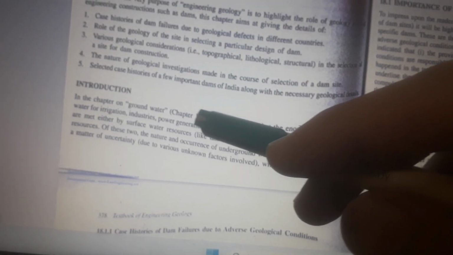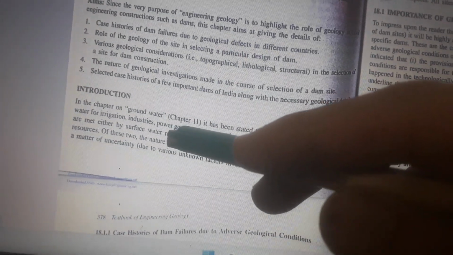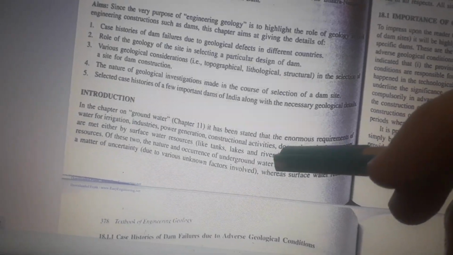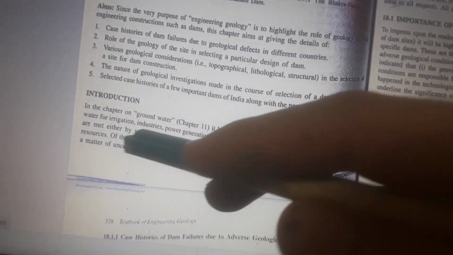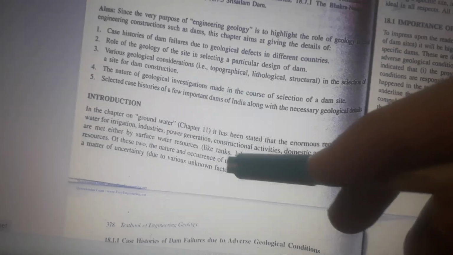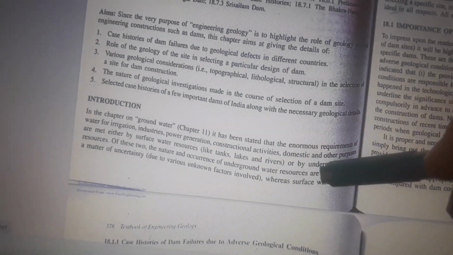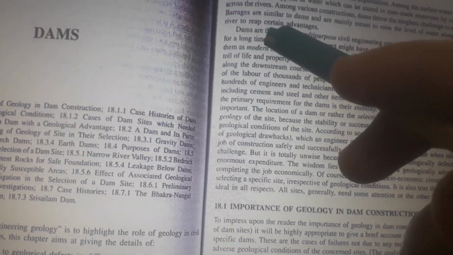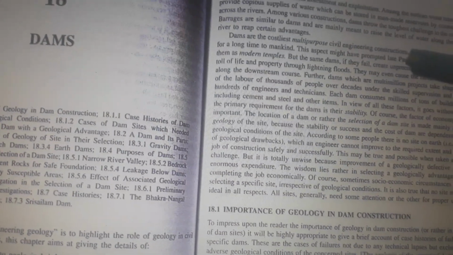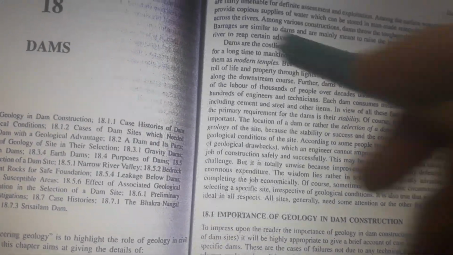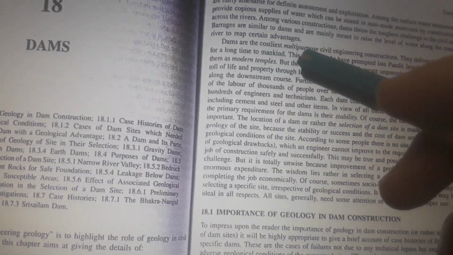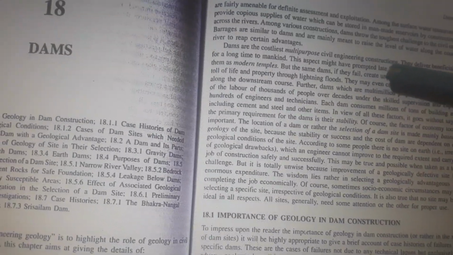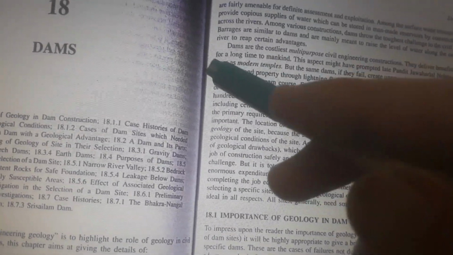Introduction. In the chapter on groundwater, chapter 11, it has been studied that the enormous requirements of water for irrigation, industries, power generation, construction activities, domestic and other purposes are met either by surface water resources like tanks, lakes and rivers, or by underground water resources. Dams are the costliest multi-purpose civil engineering constructions that deliver beneficial results for a long time to mankind. This aspect might have prompted the late Pandit Jawaharlal Nehru to admire them as modern temples.